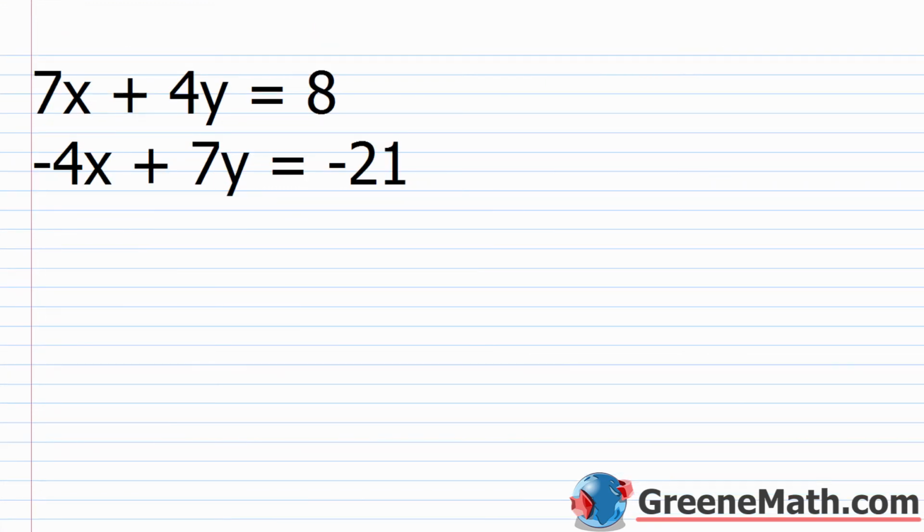All right, let's take a look at one more. So we have 7x plus 4y equals 8, and we have negative 4x plus 7y equals negative 21. So again, I want to solve each for y. I want y equals mx plus b.